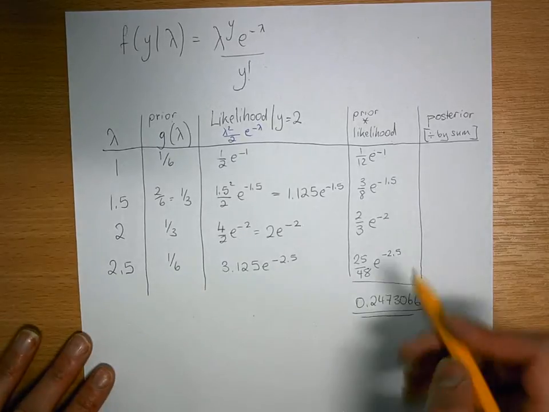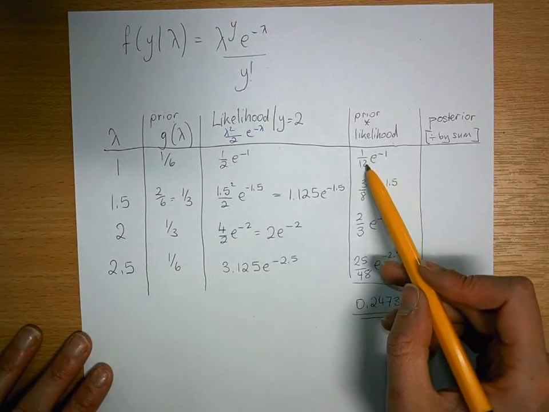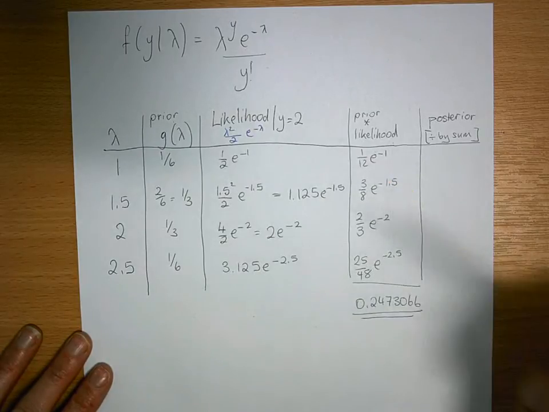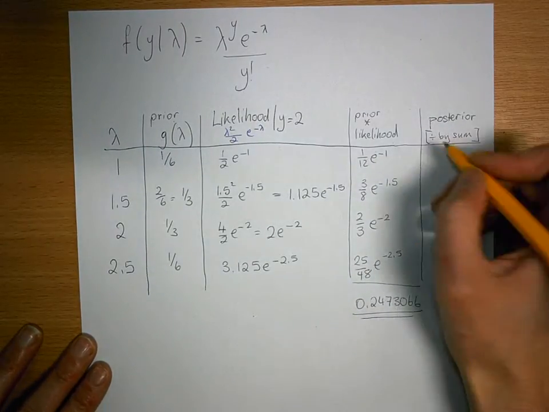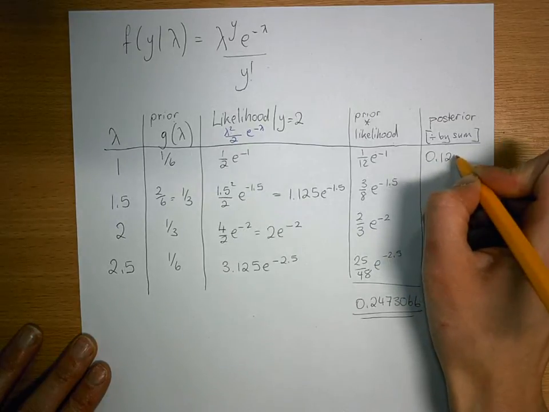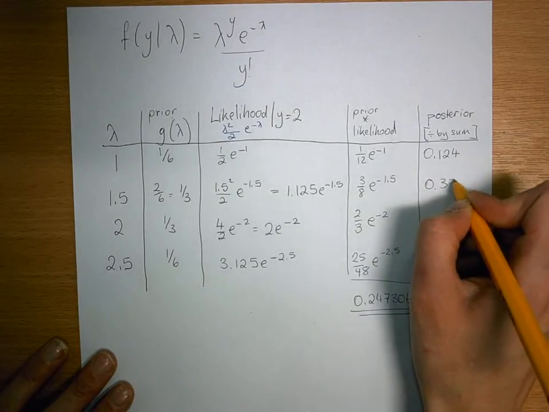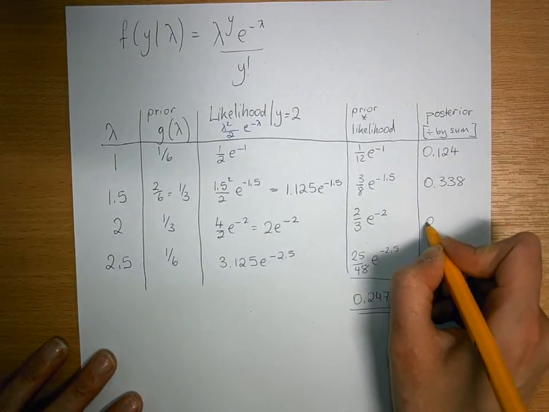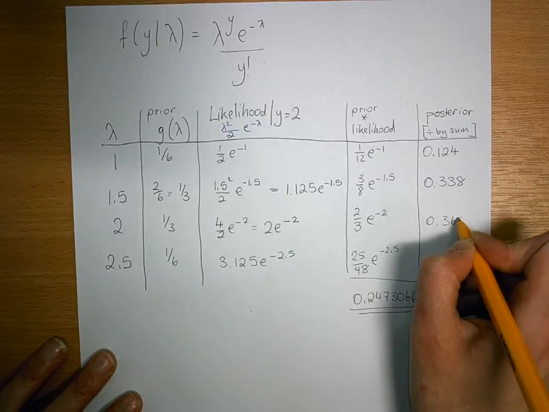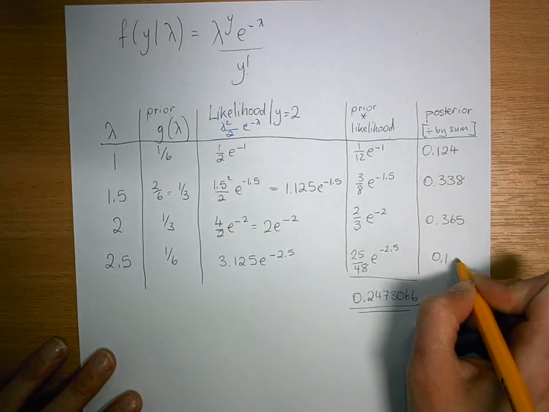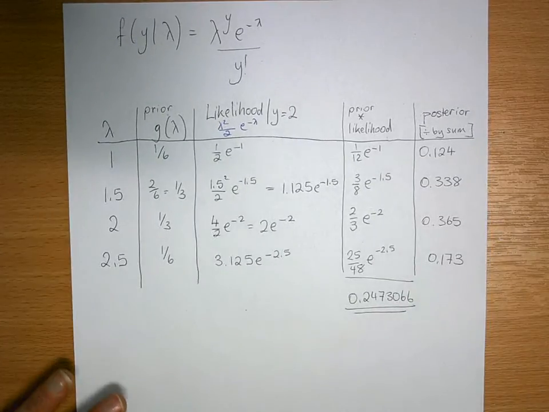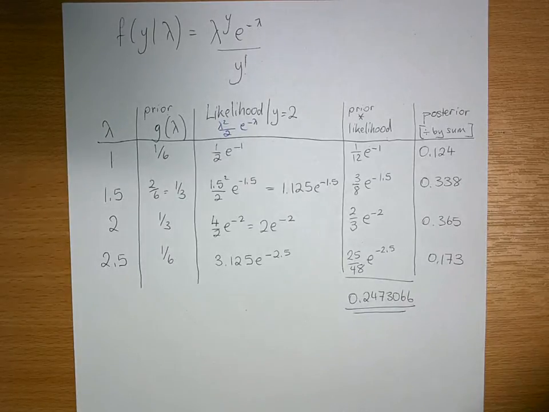So you divide e to the minus 1 over 12 by this, which is 0.124 to 3 decimal places. Just going to 3 decimal places here is quite sufficient. 0.38, 0.365 and 0.173. And if you were doing this in an exam, 3 decimal places is plenty. It's showing the principle of how it works that we're assessing, rather than the individual little values.